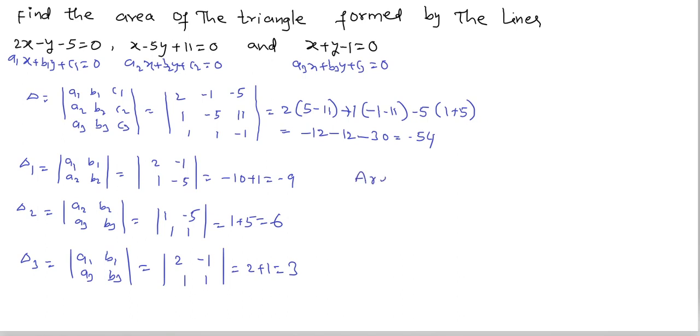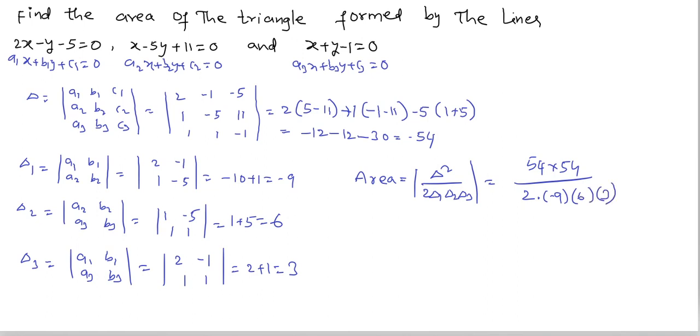Therefore the required area is equal to modulus of delta square by 2 delta 1 delta 2 delta 3. Delta square is 50 into 50, 2 into delta 1, minus 9, into 6, into 3. 27 cancelled, 9 into 3 is 27, 27 cancelled, 6 eights cancelled. So the value is equal to 50 square units.